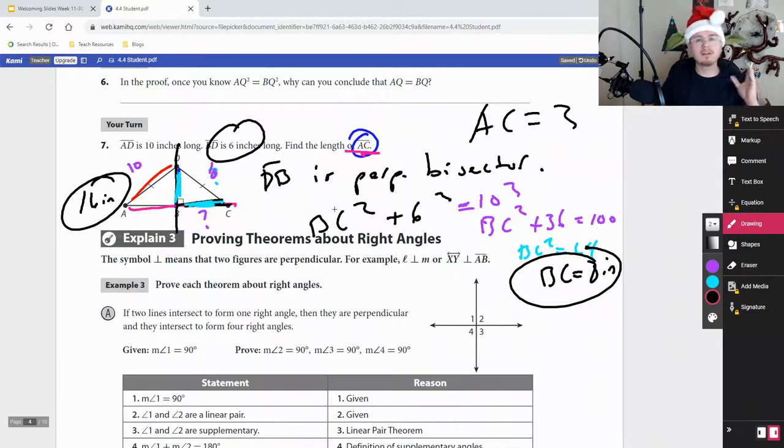So figure out what you know, figure out what you don't know. Try to come up with an equation that allows you to find one unknown. If you have multiple unknowns in your equation, you're going to get stuck. You notice here I only had one, which is BC squared.